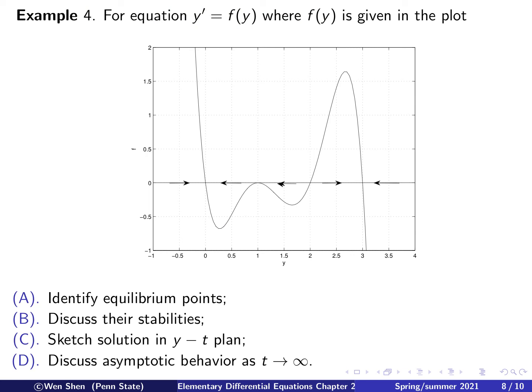Okay, so with this new information in mind, let's take a look at another example. So y prime is f of y, and f of y is given in this graph. Four questions. A, identify equilibrium points or critical points. B, discuss the stabilities. C, sketch solutions in the yt plane. And D, discuss asymptotic behavior as t goes to infinity.